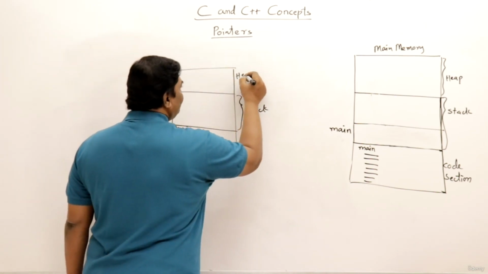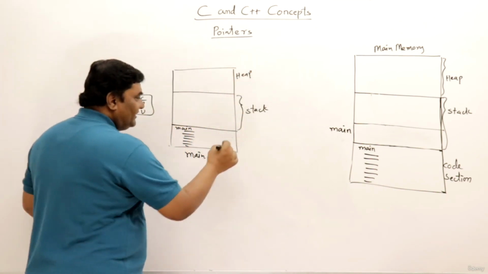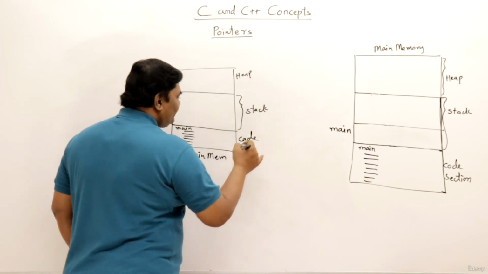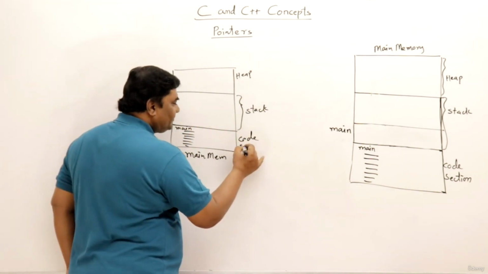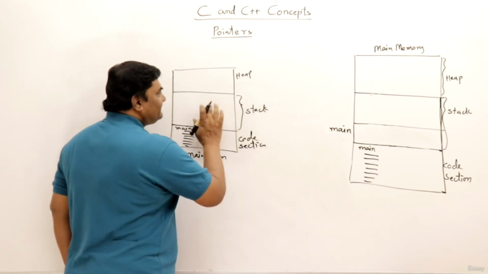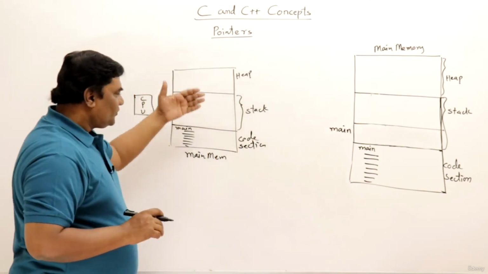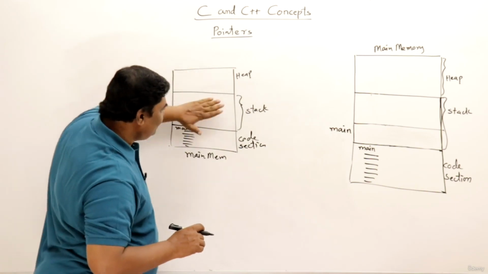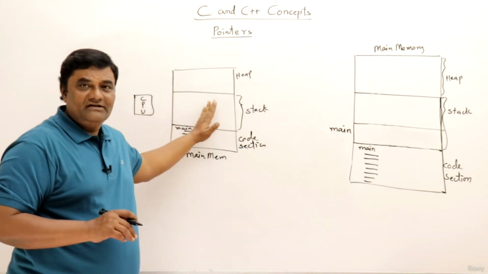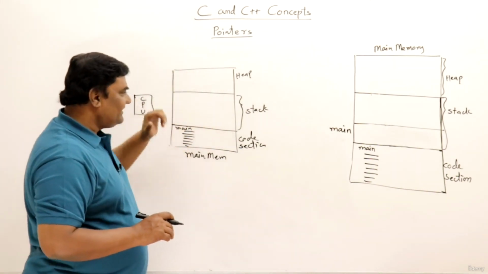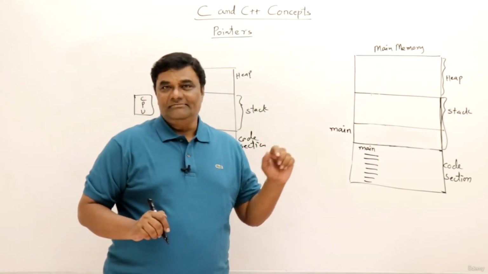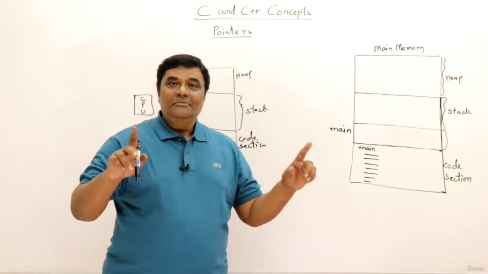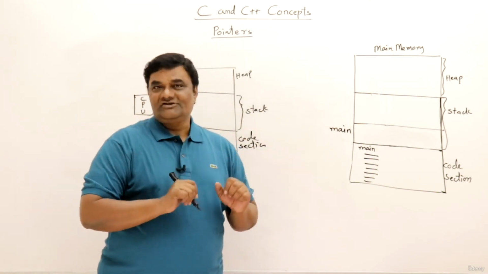Then the other part of the memory is heap memory. So the main memory is divided into three sections and utilized: the code section, the stack, and the heap. I usually show the stack here so it's easy for understanding. Anyway, there are three portions of memory: code section, stack, and heap. The program will utilize the main memory by dividing it into these three sections.